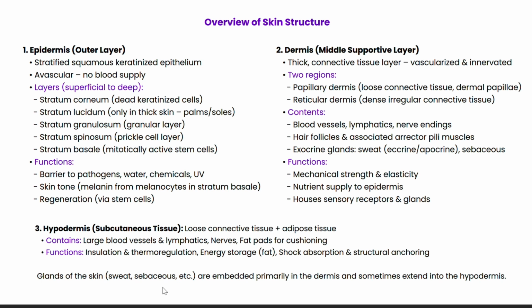Finally, we have the hypodermis or subcutaneous layer. It's mostly fat and loose connective tissue. It provides cushioning, insulation, and stores energy. It also contains larger blood vessels and nerves. Most skin glands are located in the dermis, and some may even extend into the hypodermis. Their ducts reach up to the surface and open into the hair follicles. With this foundation, now we are ready to look closely at the types of glands in the skin, starting with sweat glands.